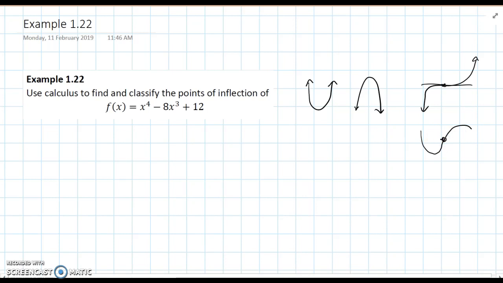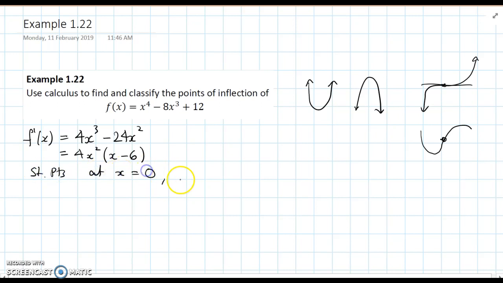So to do that, we need to firstly find the first derivative. So this is the same function as we used previously: 4x cubed take 24x squared, and we found that the first derivative has a common factor of x take 6. So our first derivative has stationary points at x equals 0 and x equals 6.